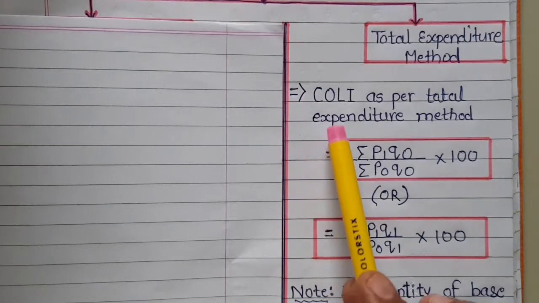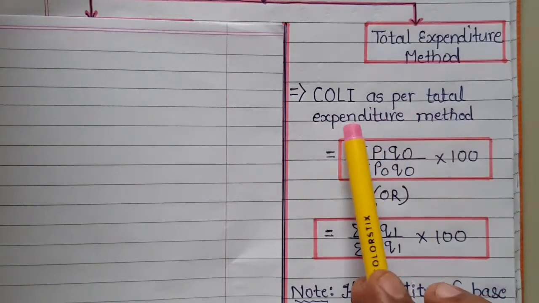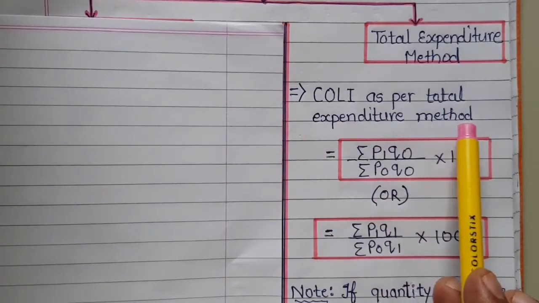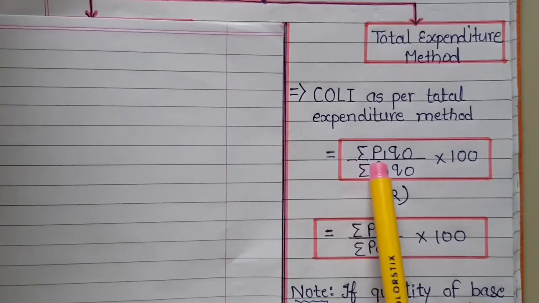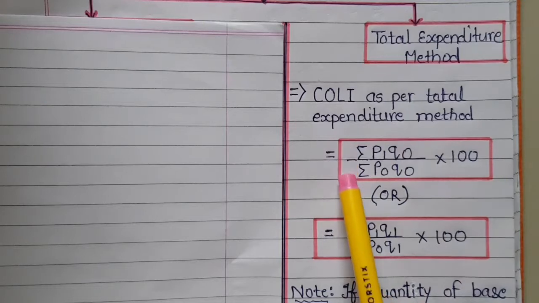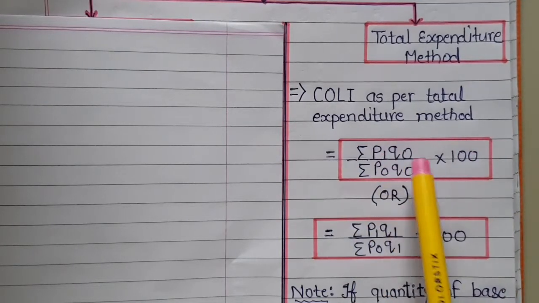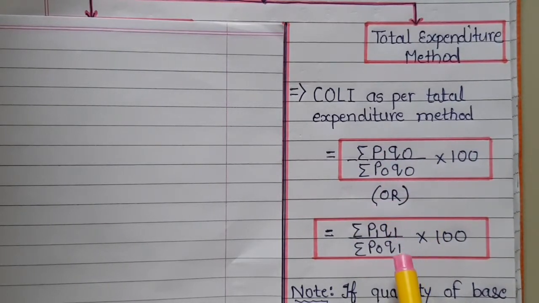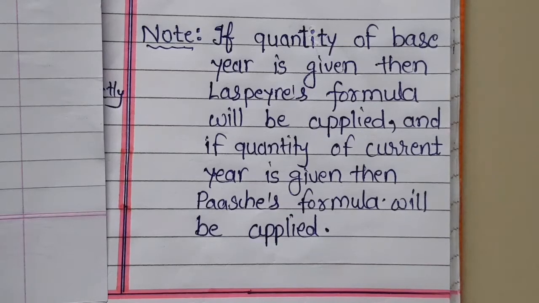You have to write cost of living index number as per total expenditure method is equal to sigma P1 Q0 upon sigma P0 Q0 into 100. You know that this is Laspeyres formula. Or you can apply this formula also. But how will you decide which formula will be applied? For that you have to remember this note.